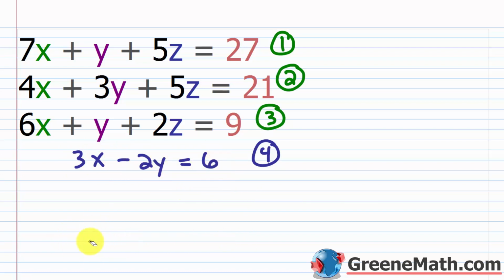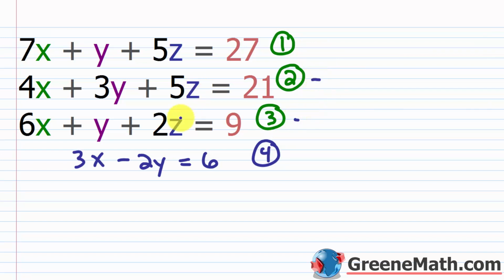Okay, now I used equation 1, let me mark this, and equation 2. So now I can't use equation 1 and 2 again. I can use equation 1 and 3, or I can use equation 2 and 3. But the key thing is I've got to eliminate the variable z again. Okay, so let's just go with 2 and 3. Let me erase these check marks, and I'm just going to put a mark here and here to remind you that we're working with 2 and 3.